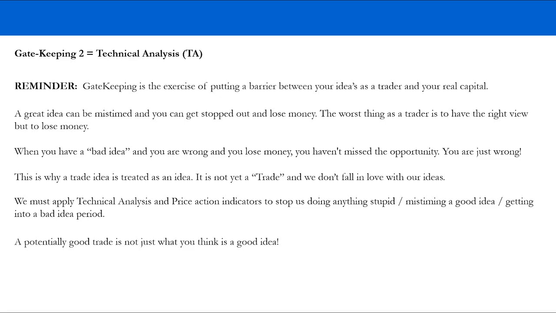And this is why a trade idea is treated as an idea only at this stage. It's not yet a trade. We don't fall in love with our ideas. What we have to do is apply technical analysis and price action indicators in conjunction with our commitment of traders reports to stop us doing anything stupid, so mistiming a good idea or getting into a bad idea, period. So a potentially good trade is not just what you think is a good idea.